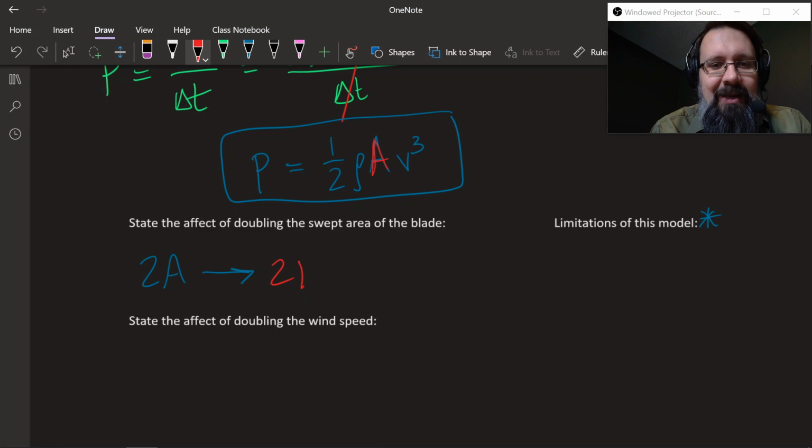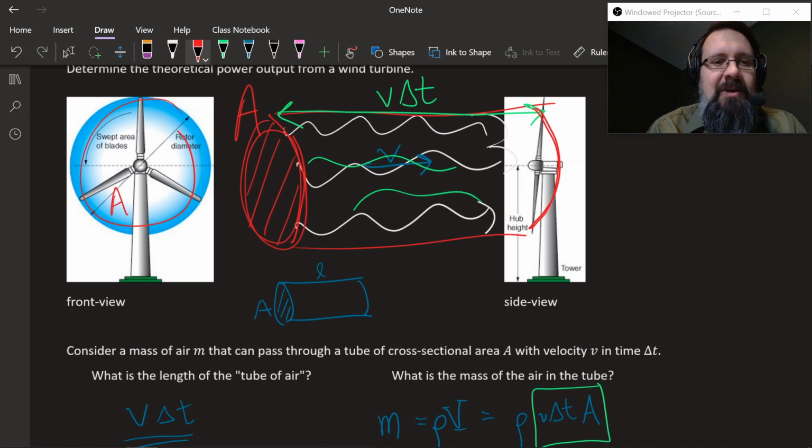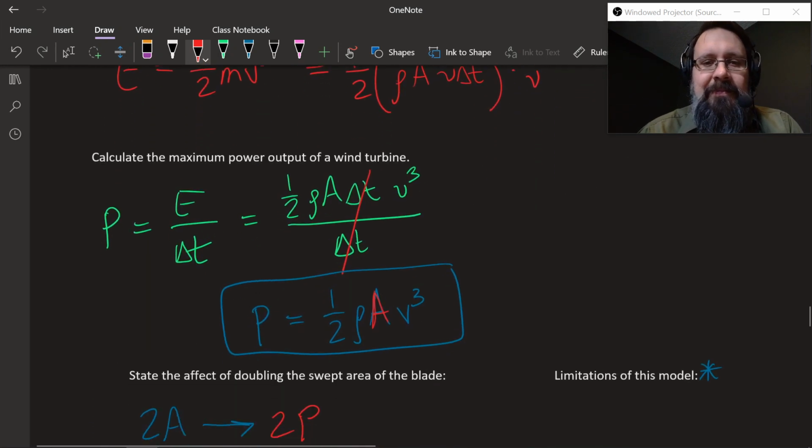Double it? You got it. It would double the power. So if we make our blades sweep out twice as much area, we'll get twice as much power.